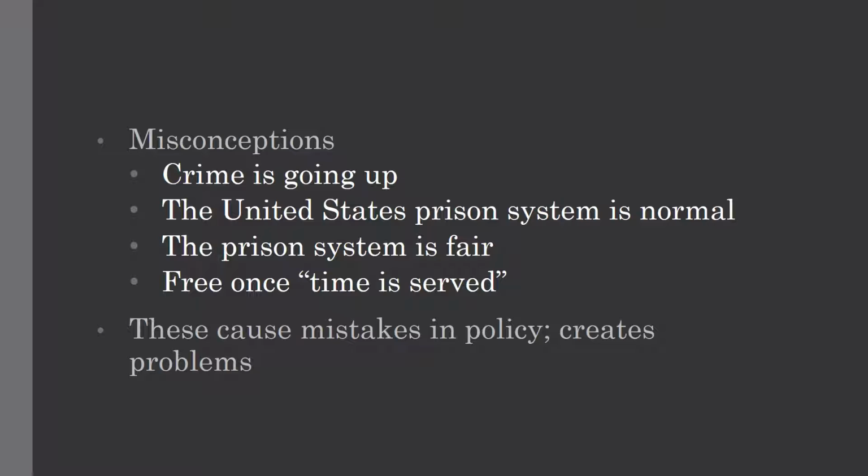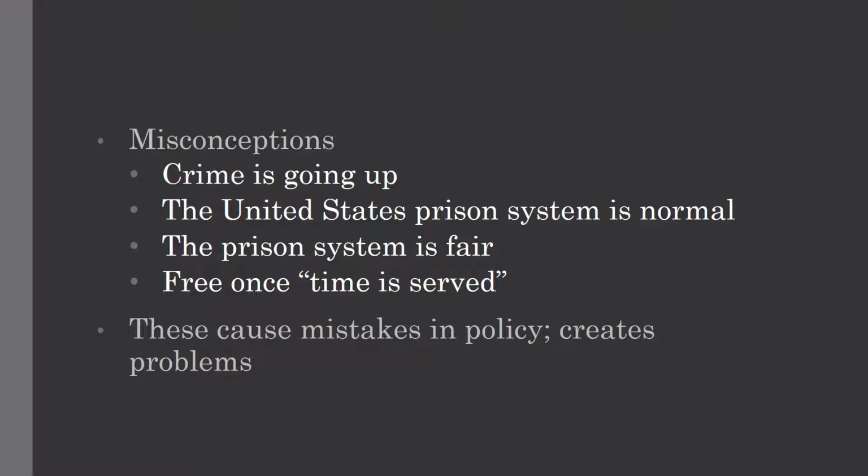Common misconceptions people have about crime is that it is going up, and I'll address each of these in the next slide too. We have this misconception that the American prison system is normal. When you compare it to other prison systems, we are a little bit different, to put it very politely. Then the misconception that the prison system is fair. Again, we have charts that address that, or at least question whether the system is, quote, fair.